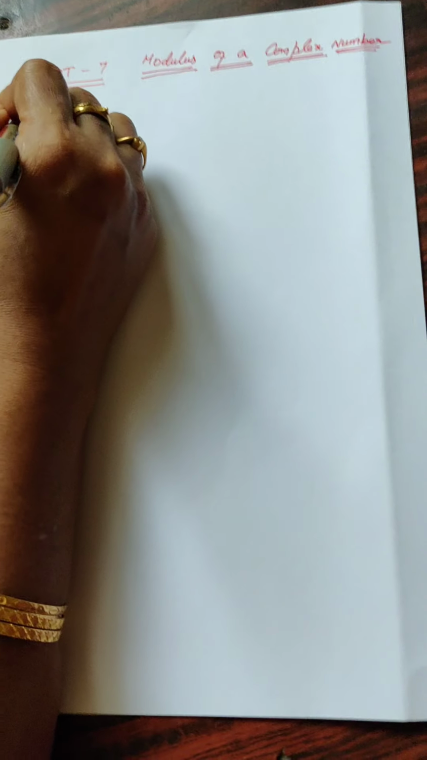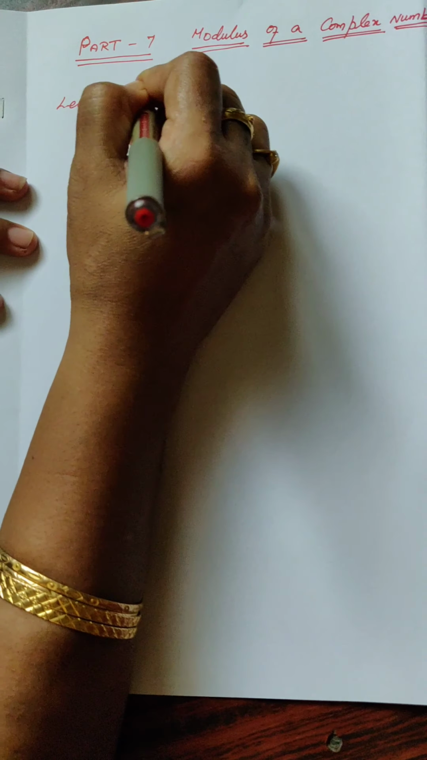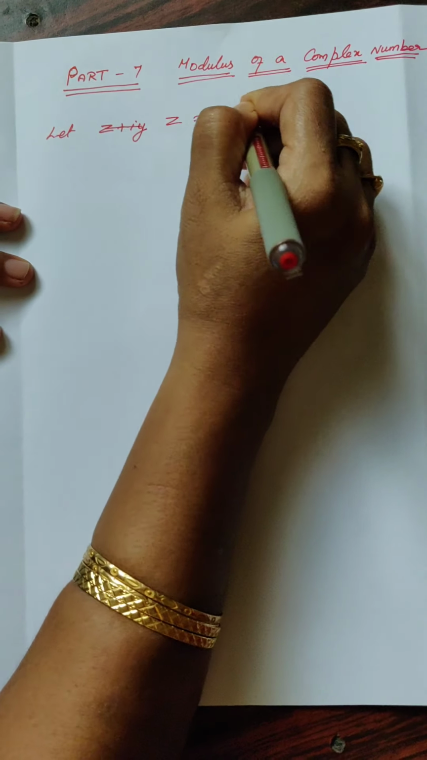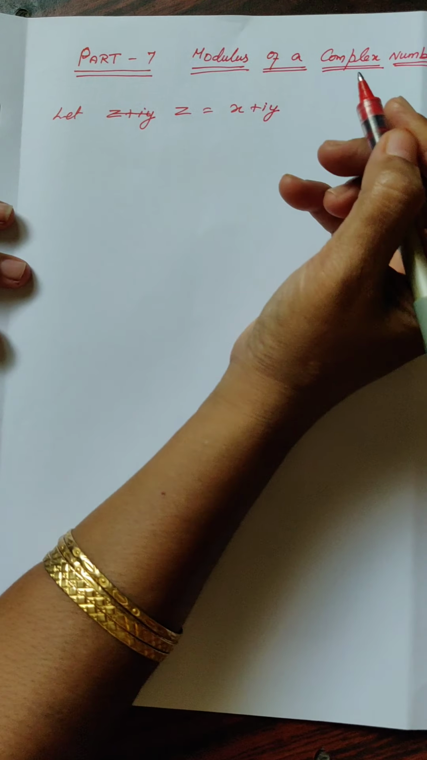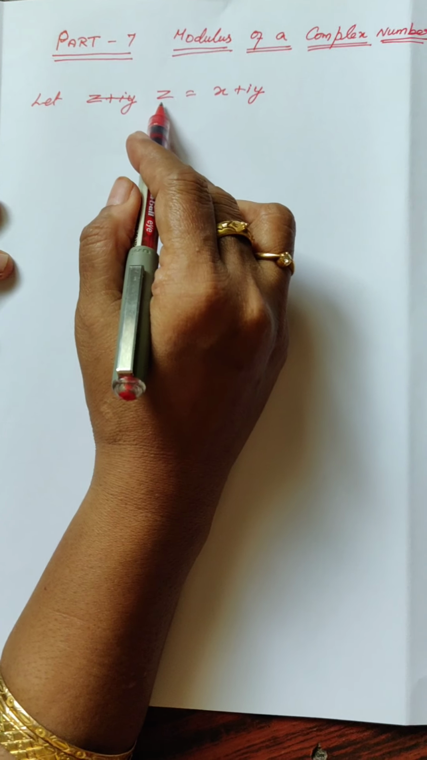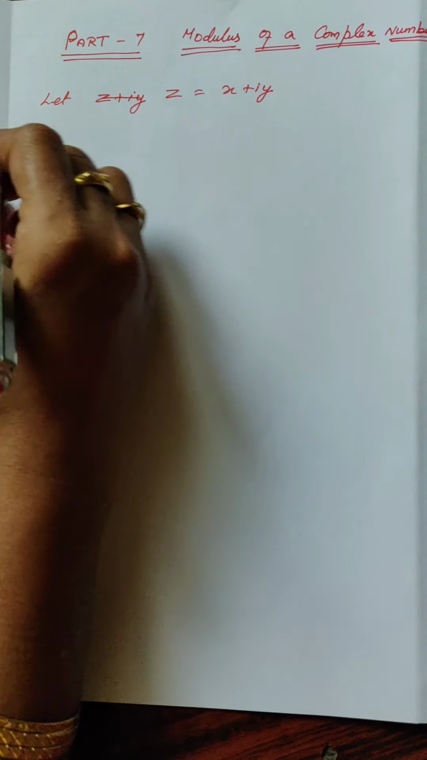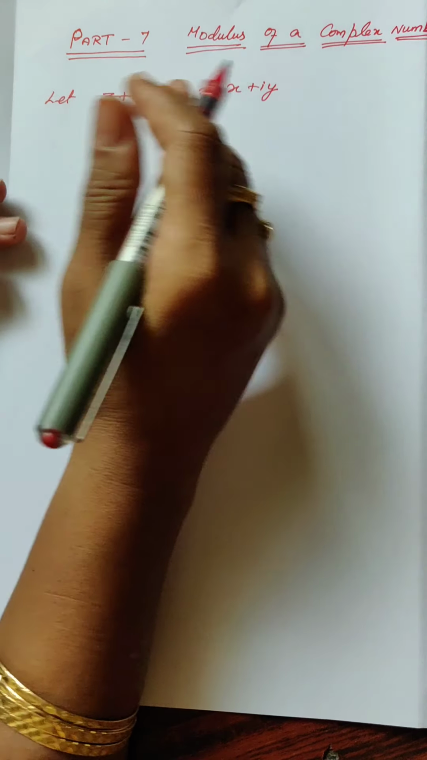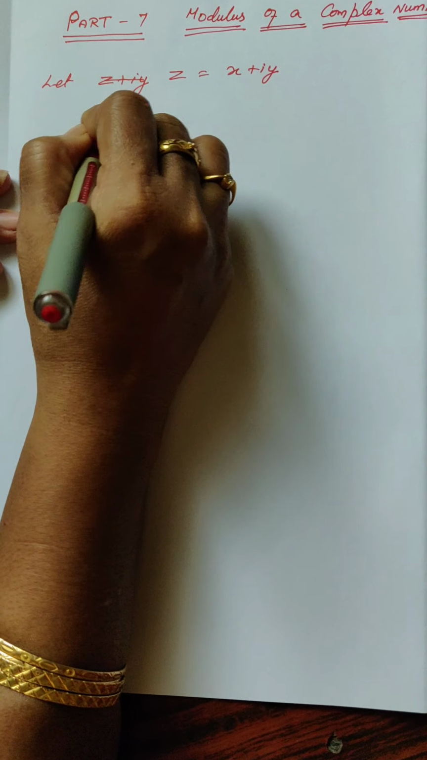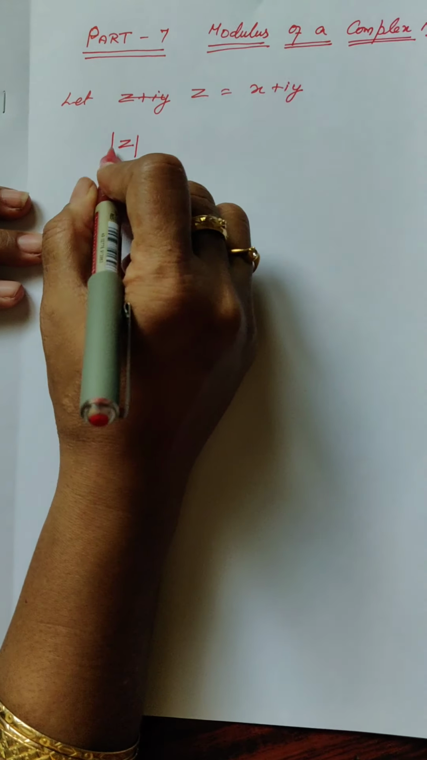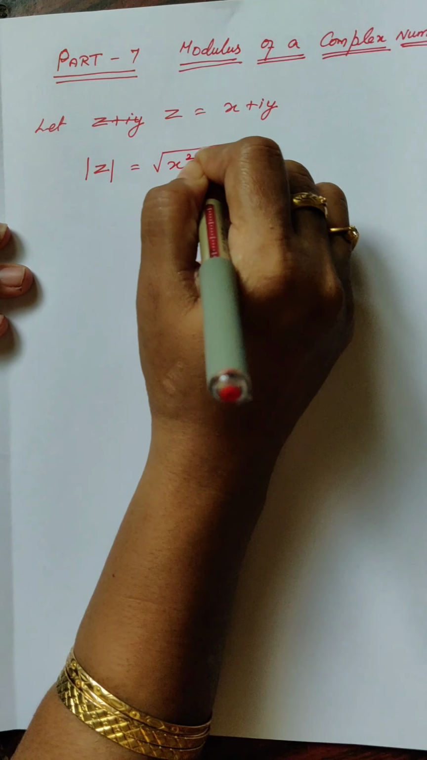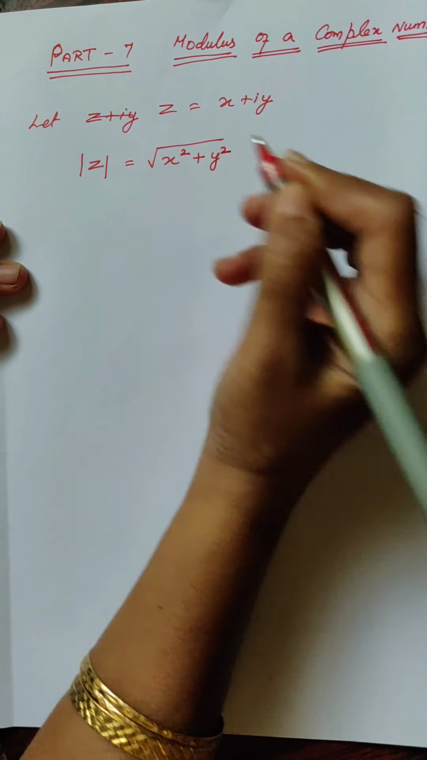So let z is equal to x plus iy. Let z equal to x plus iy be any complex number. I want to find the modulus of this complex number z. How to find the modulus of the complex number? I am going to deal with it in a different way. If z is equal to x plus iy, the modulus of z is the root of real part square plus imaginary part square.